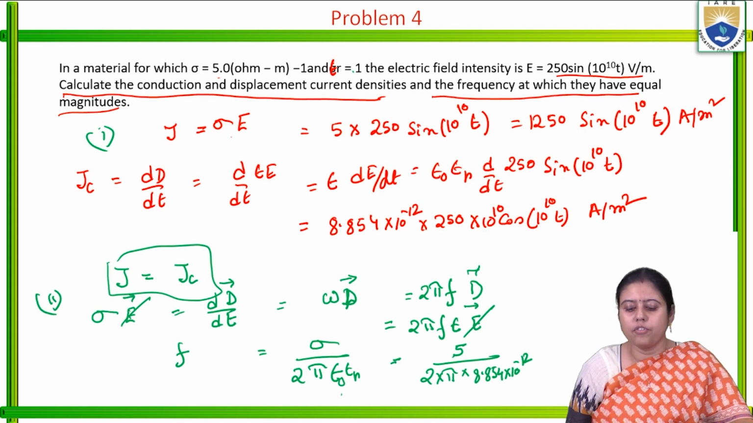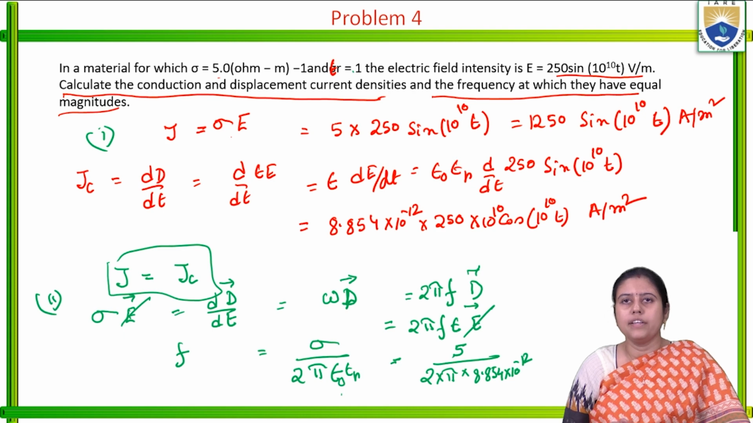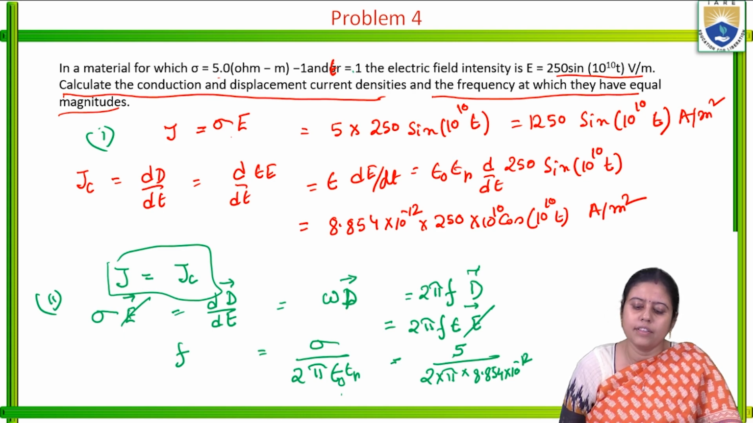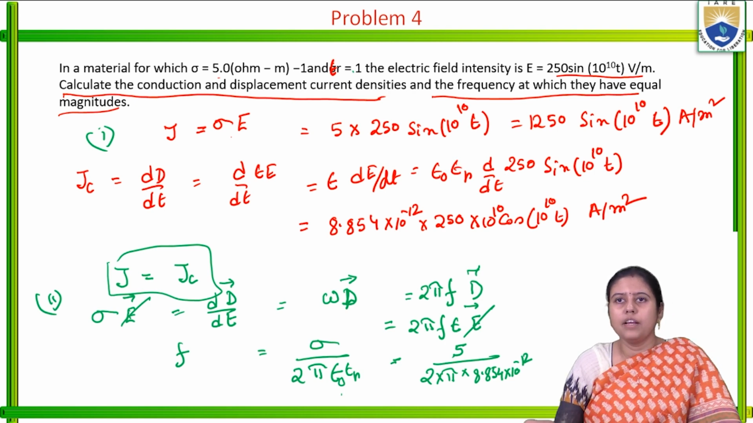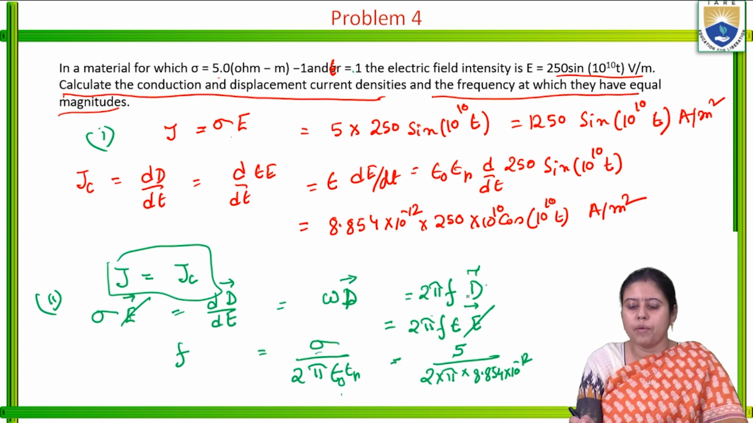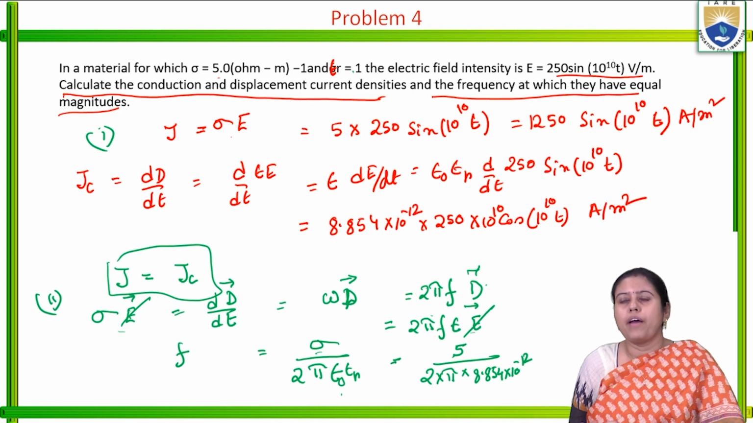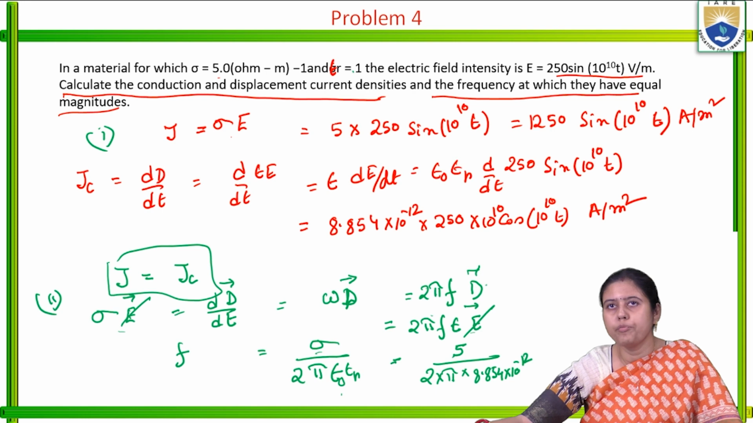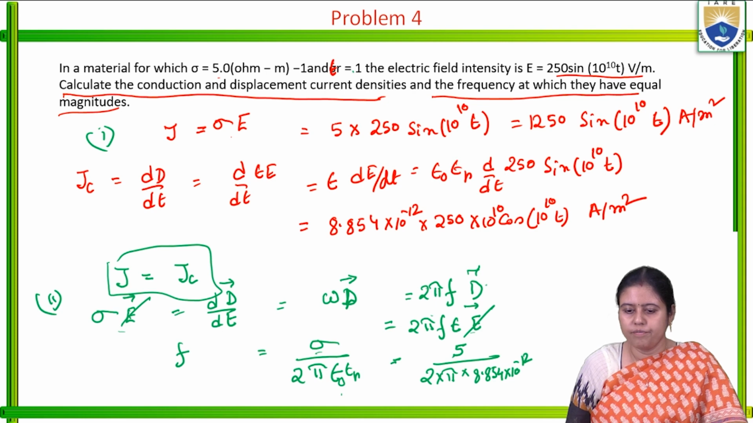What is the frequency? Frequency f is equal to sigma by 2 pi epsilon naught epsilon r. Because sigma E is equal to dD by dt, and d by dt is nothing but omega, that is 2 pi f D. So f is sigma by 2 pi D, where D is again epsilon E. So E cancels out, and sigma is equal to 2 pi f epsilon naught epsilon r. If we put in the values, we will get the value of the frequency. So this is problem 4.